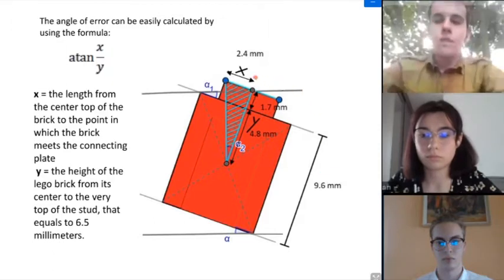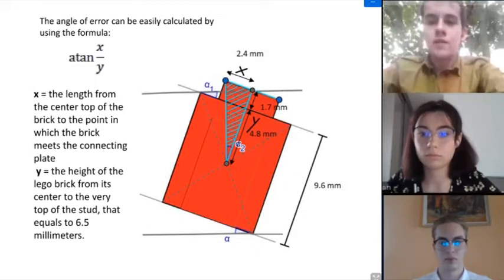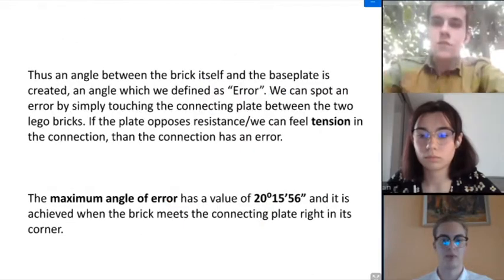In this picture right here, we can see a representation of the maximum angle of error, in which the angle is alpha. The angle of error can be easily calculated using the formula tan of x over y, and in this case, x is equal to the length from the center top of the stud, which is right here, to the point in which the brick meets the connecting plate. In the maximum error case, that point will be right in the corner. Y is the height from the center top of the brick, which would be here, again to the very top of the stud. And using the formula, we determine that the value is 20 degrees.